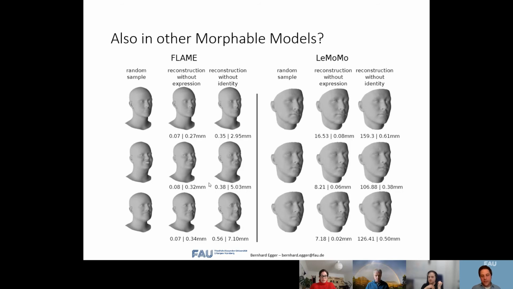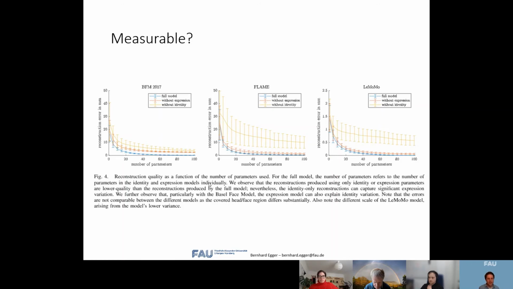The next step we did is we were looking at actual numbers. So it's always nice to have a visualization, and with faces, it's of course like we can just look at them and get an idea. But we also wanted to see how good or how bad it actually performs. So this is again for the 3 models that I've shown you before. The blue line is the reconstruction quality of the full model, so of the model with identity and expression. And on the x-axis, you see the number of parameters. Since it's a principal component analysis model, we can take more and more parameters and get a better and better reconstruction. And on the y-axis, you see the reconstruction error in millimeters.